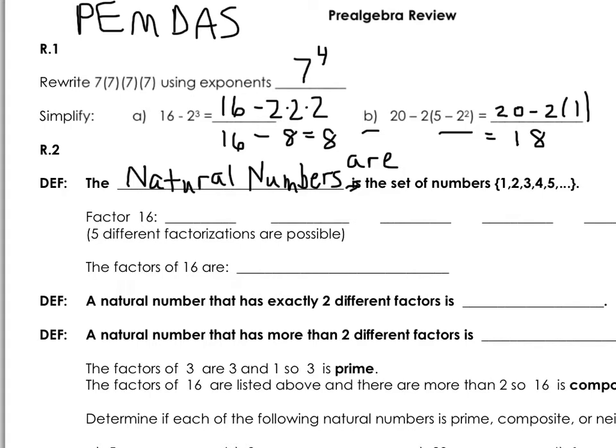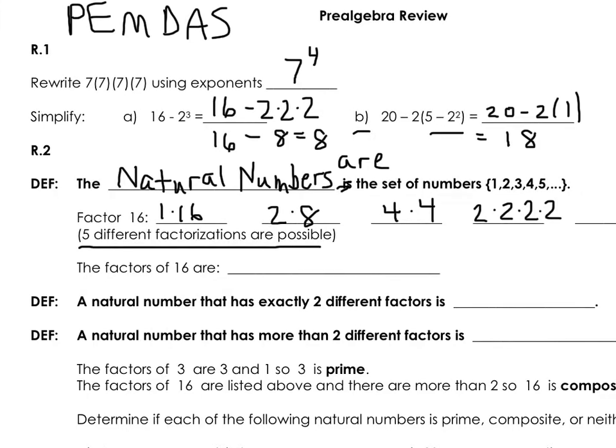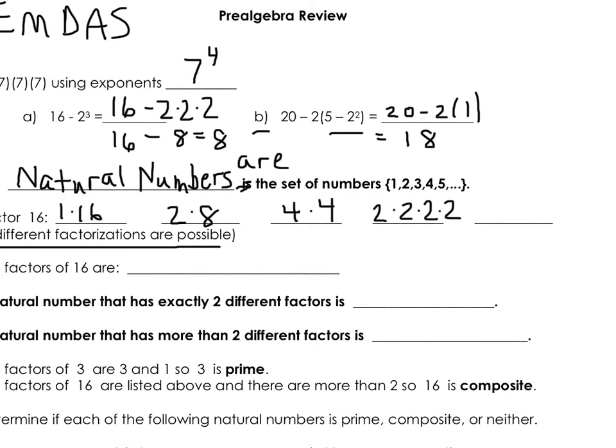So let's factor 16. How many ways can we factor it? It says there are 5 different factorizations possible. It could be 1 times 16, could be 2 times 8, could be 4 times 4. It could be 2 times 2 times 2 times 2. That's 16. Are we through? No, we've got one more way possible. It could be 2 times 2 times 4. So that's our 5 different ways of factoring.